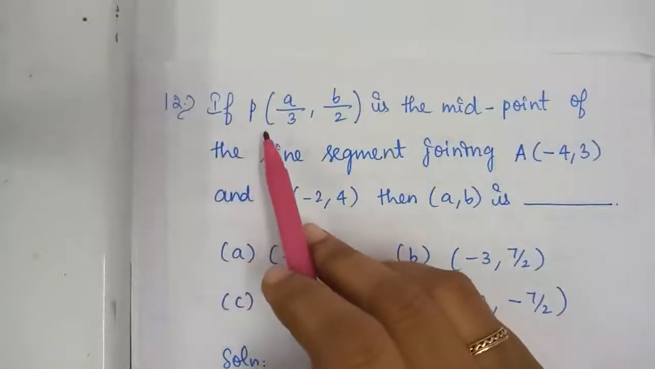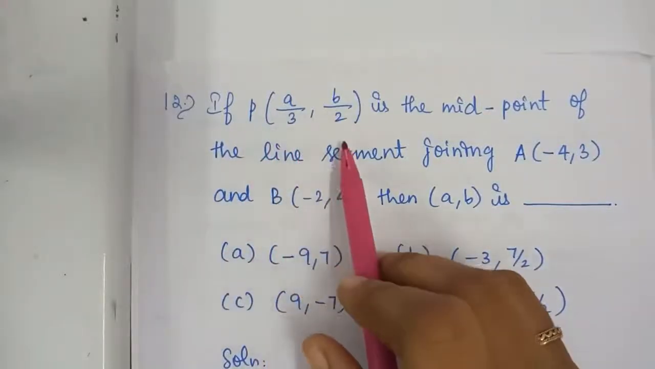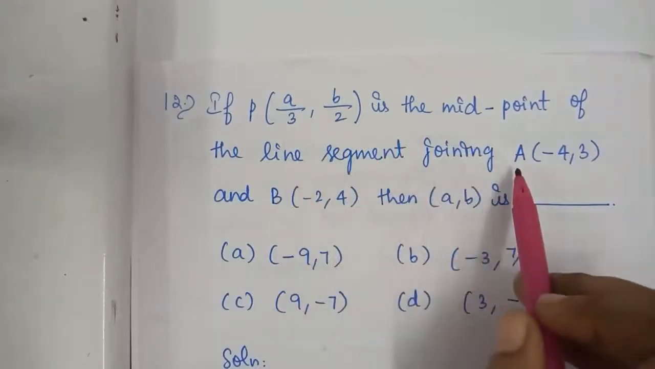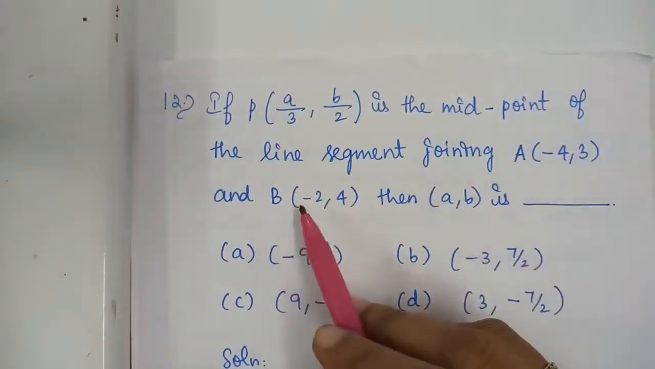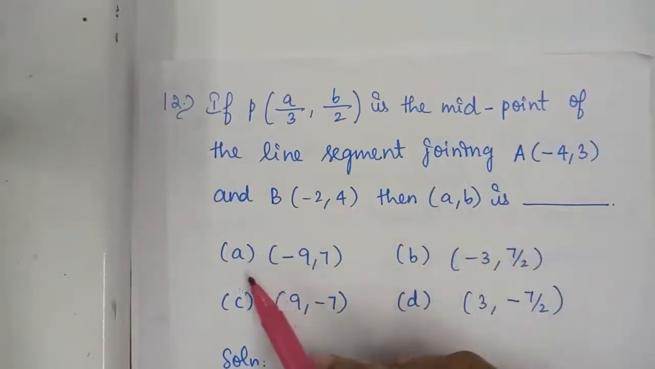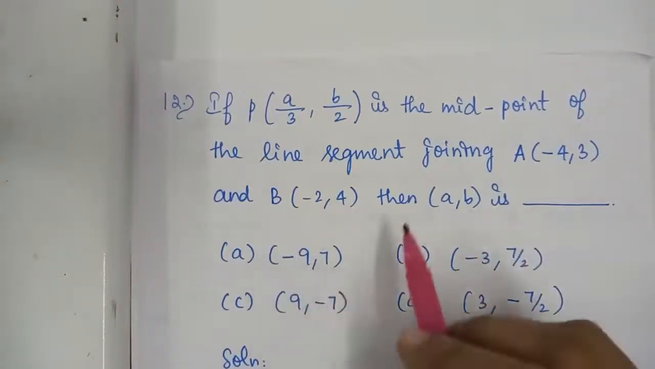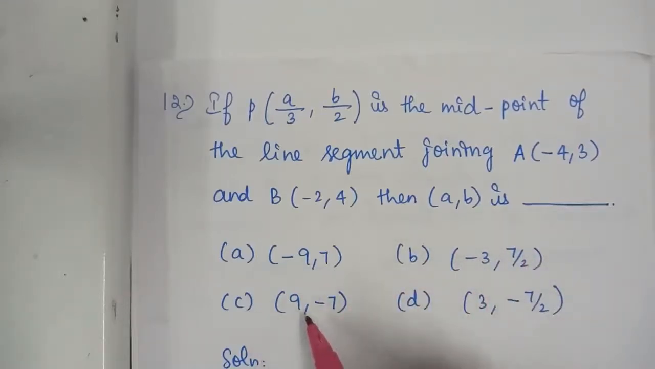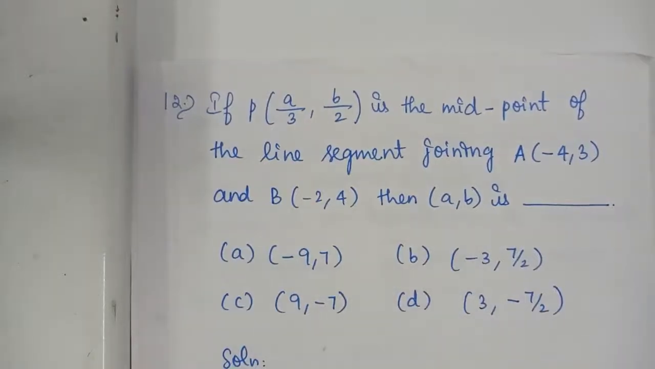Problem number 12. If P of A by 3 comma B by 2 is the midpoint of the line segment joining A of minus 4 comma 3 and B of minus 2 comma 4, then A comma B is dash. Option A minus 9 comma 7, option B minus 3 comma 7 by 2, option C is 9 comma minus 7, option D is 3 comma minus 7 by 2.